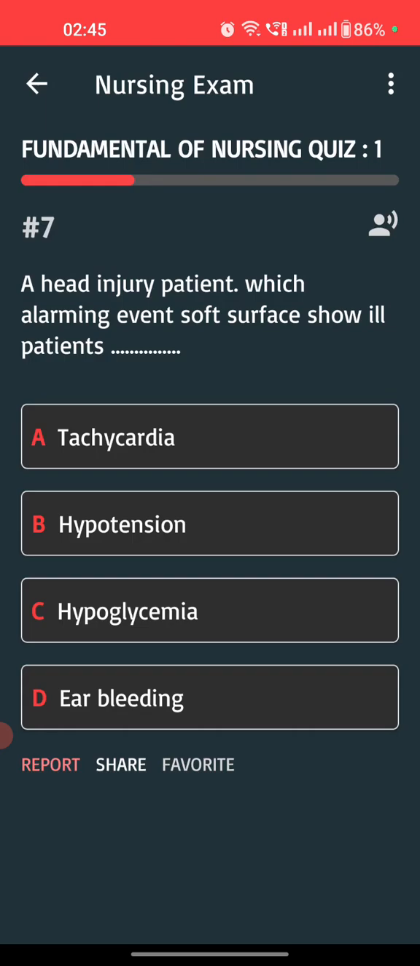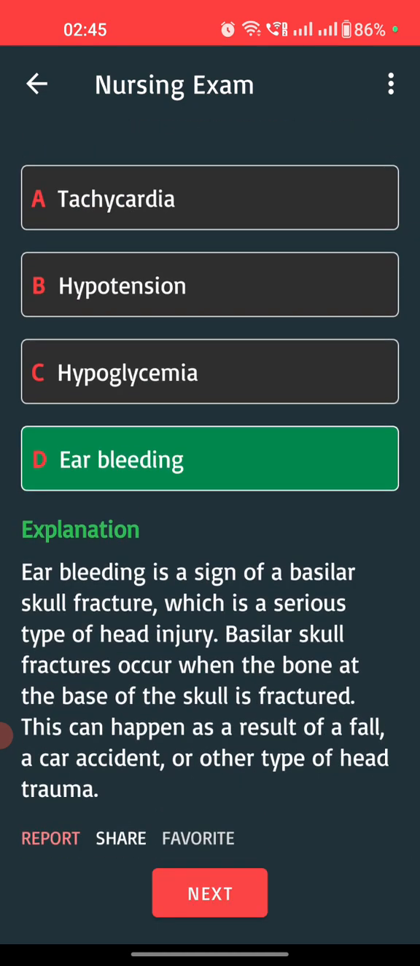In a head injury patient, which alarming event should show the patient is ill? A. Correct answer. Ear bleeding is a sign of a basilar skull fracture, which is a serious type of head injury. Basilar skull fractures occur when the bone at the base of the skull is fractured. This can happen as a result of a fall, a car accident, or other type of head trauma.